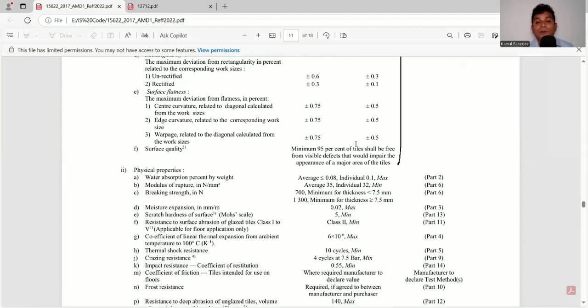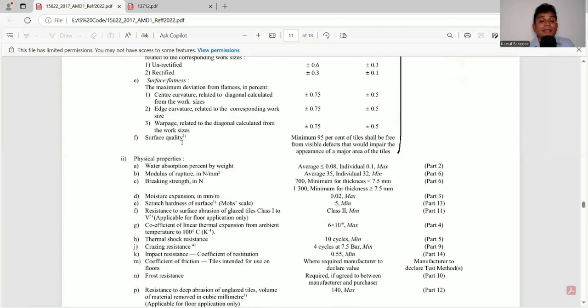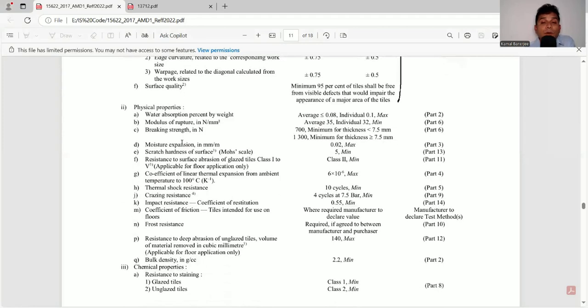So this is about the dimension and the flatness and everything. The next is physical properties. The first property you need to check is water absorption. Why? According to the water absorption, the category will change. So you need to verify that your tile's water absorption capacity is less than 0.08.